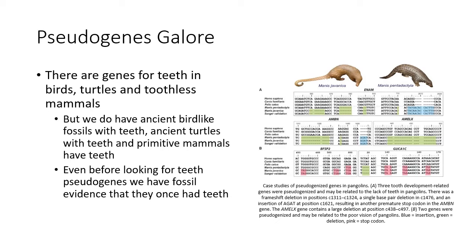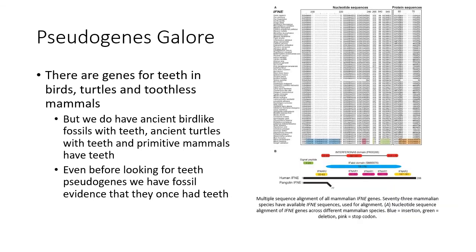So for example, switching away from human beings a little bit, there are genes for teeth in birds, turtles, and toothless mammals. Here's just an example of some pseudogenized genes in pangolins. This is really, really interesting because we do have ancient bird-like fossils with teeth, ancient turtles with teeth, and primitive mammals have teeth. All of them do. So that would indicate that if there are any mammals without teeth, they once had them and since lost them. It's really interesting. We had fossil evidence even before looking at teeth pseudogenes.